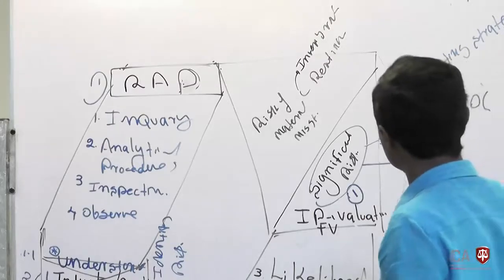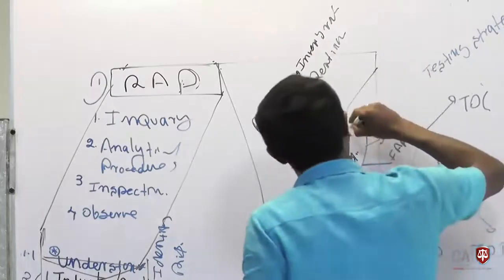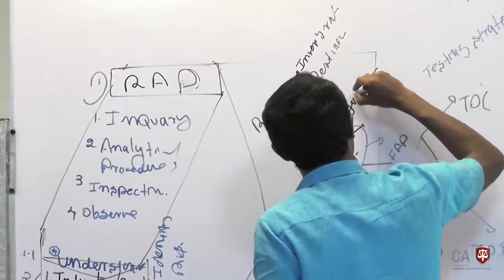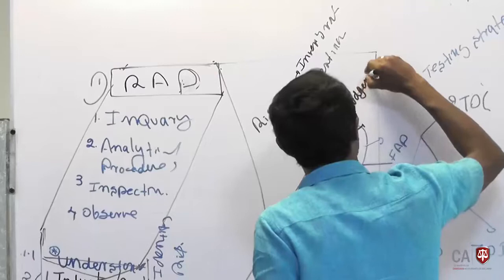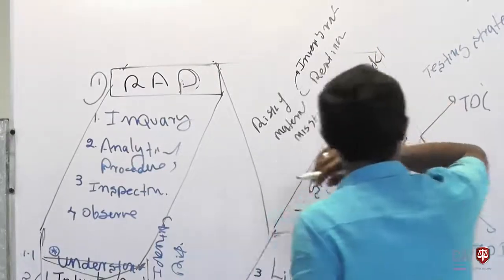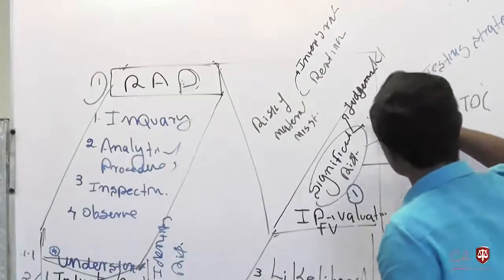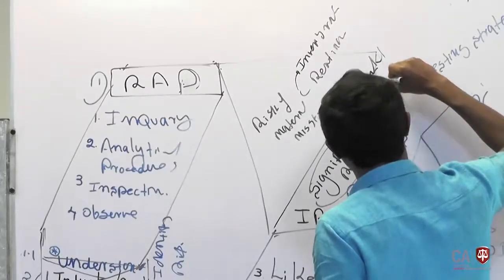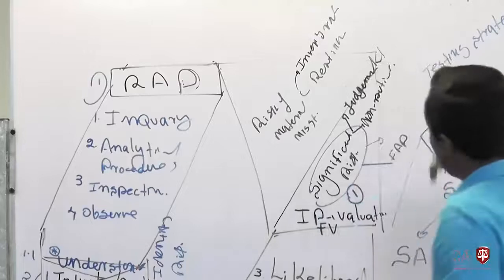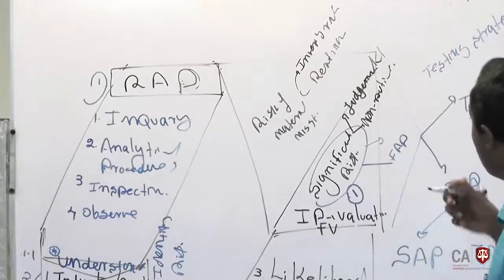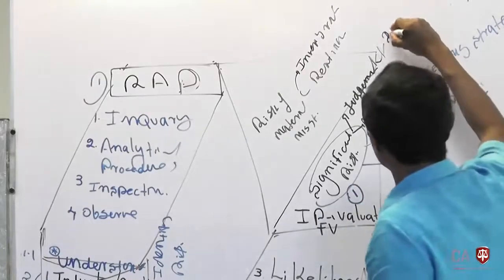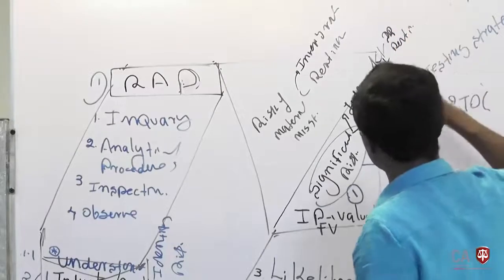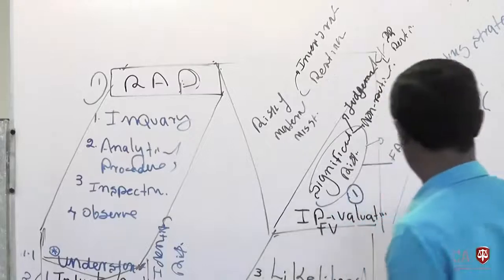So why am I saying it's a significant risk? Remember these two words. When a risk is significant, one characteristic is judgmental. I will show this to you in the study text notes. The other one is non-routine. It's not a regular transaction. For example, fair value is not a day-to-day transaction. It requires judgment to decide the discounting rate, rent increase in future, because you are looking at future cash flow and valuing.